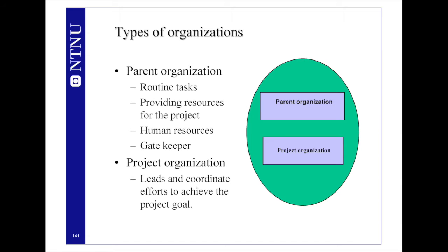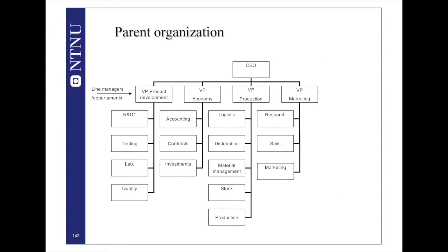The parent organization is usually structured in functions. You have at the top the CEO, and then under this person there are a lot of departments, a lot of functions. Let's say marketing, production, economy, development, whatever. It depends on the type of the organization. And under each department there are resources, people, facilities, and support facilities that report to the chief of that particular department.